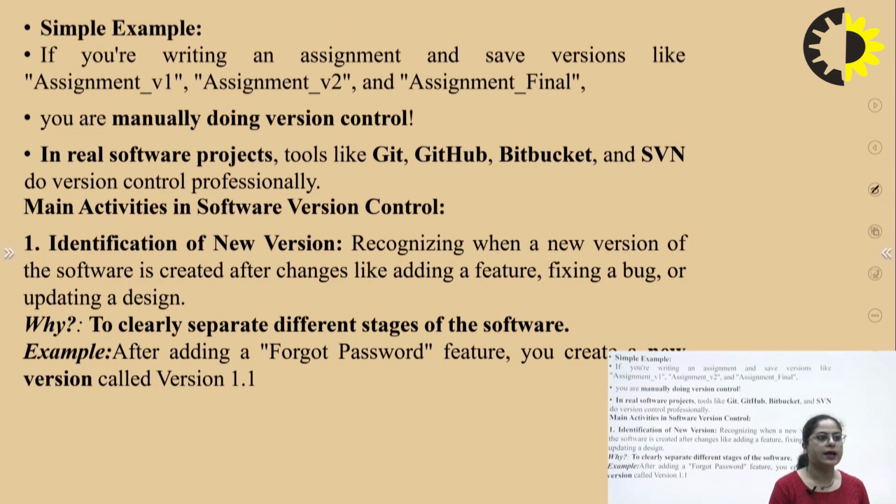We can take an example: if you are writing an assignment and save versions like assignment V1, assignment V2 and assignment final, you are manually doing version control.